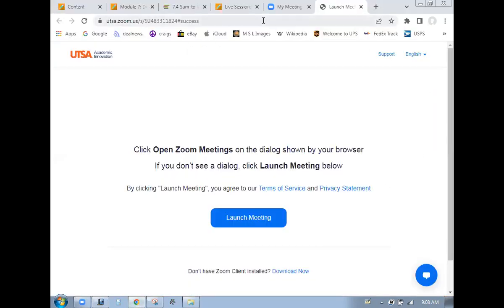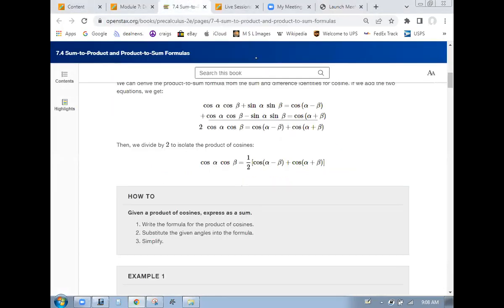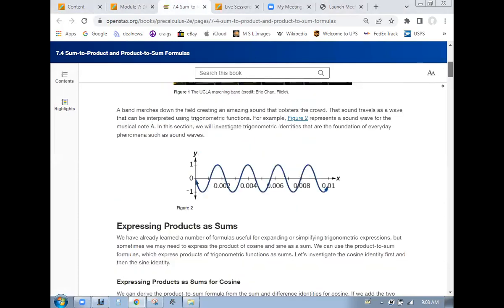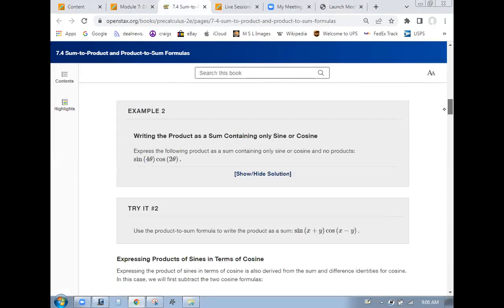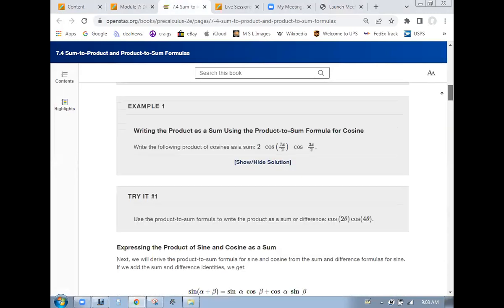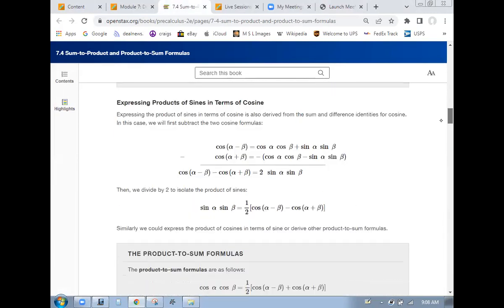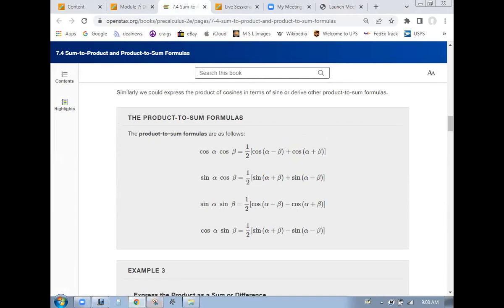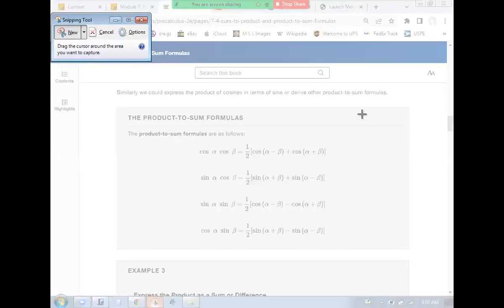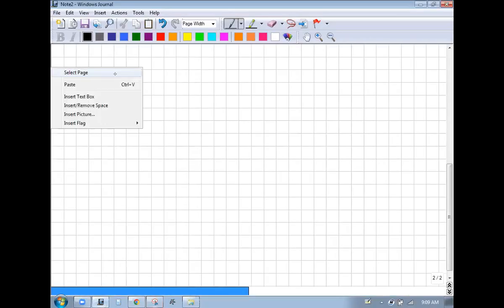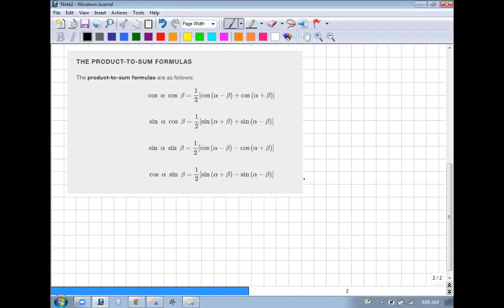And there we go. You end up with, where are they? They're in here somewhere. There they are. So that's how you derive these four. It's the same trick for each of them, okay? So these give you your product to sum, all right?